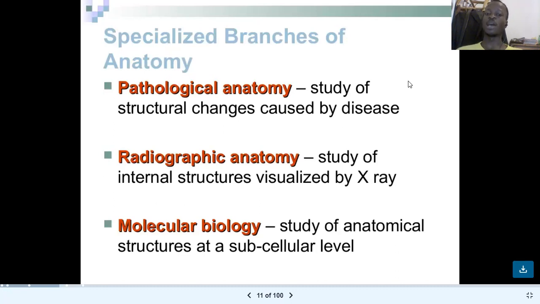Then there is molecular biology, which is the study of anatomical structures at a subcellular level. What is happening at the genetic level, at the nuclear level? Which molecules are initiating the cell differentiation? Which molecules in embryology are initiating formation of smooth muscle, maybe the myogenes, MYO, which molecules are initiating the formation of etc. and etc. Right? That's the molecular biology, which is also a specialized branch of anatomy.